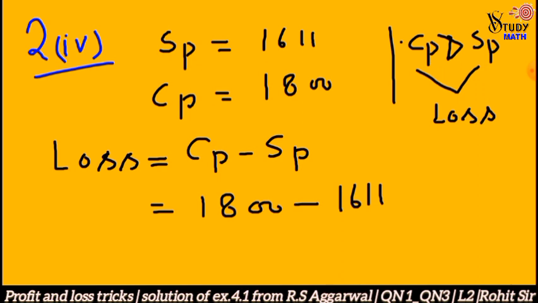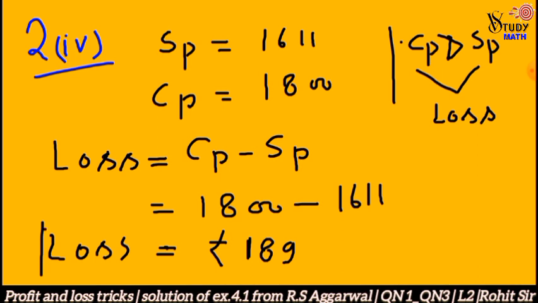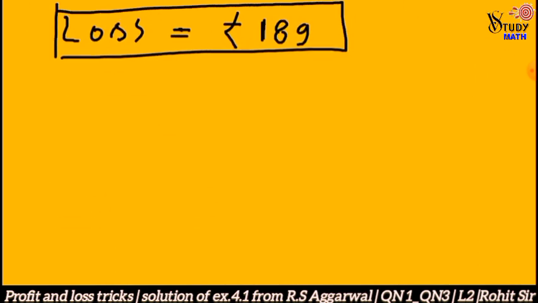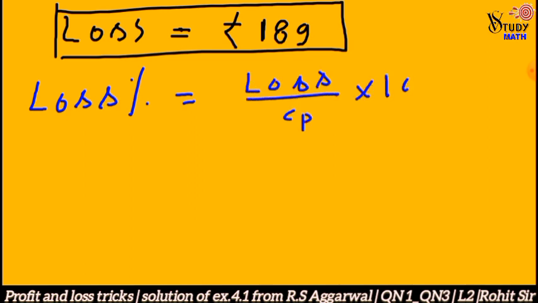So let's subtract them. After subtracting, we have 189. So we have a loss of 189 rupees. This is our loss. Now we have to find our loss percent here. What is the formula of loss percent? The formula of loss percent is loss upon CP into 100. Now loss is 189 and CP is given here.